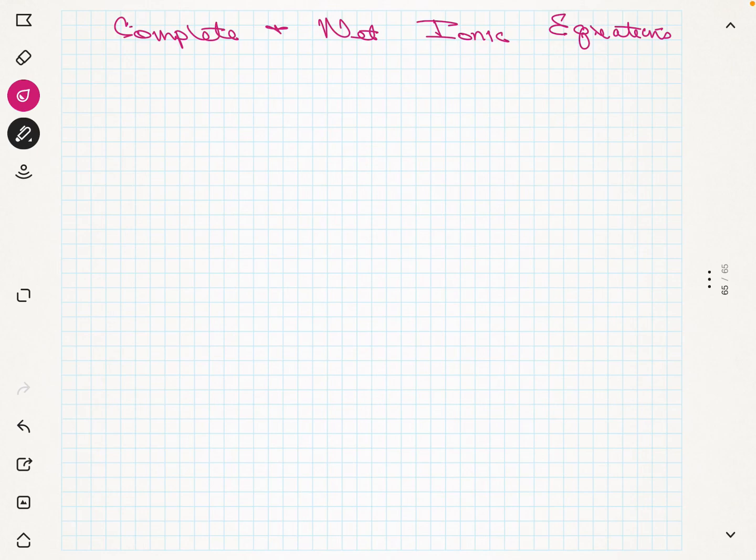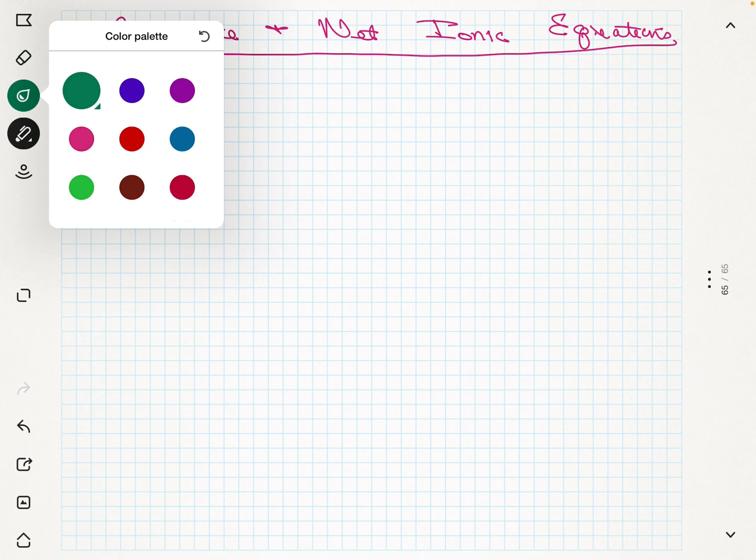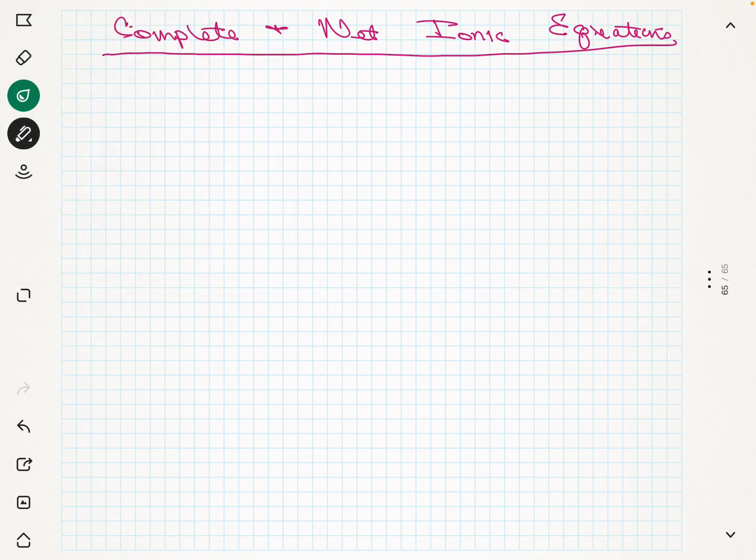In this video, we will be practicing writing complete and net ionic equations. Let me get started here with a quick list of how we're going to do these. We're going to first write the molecular equation. Make sure it's balanced and that you have states.